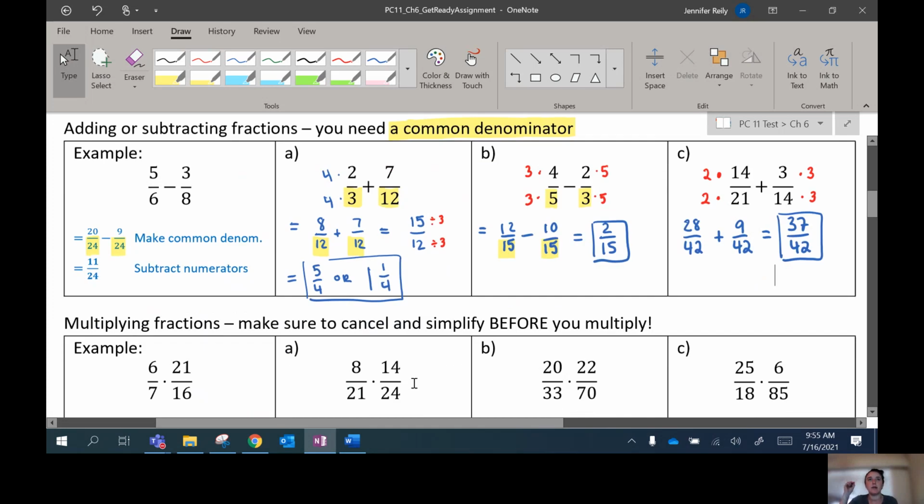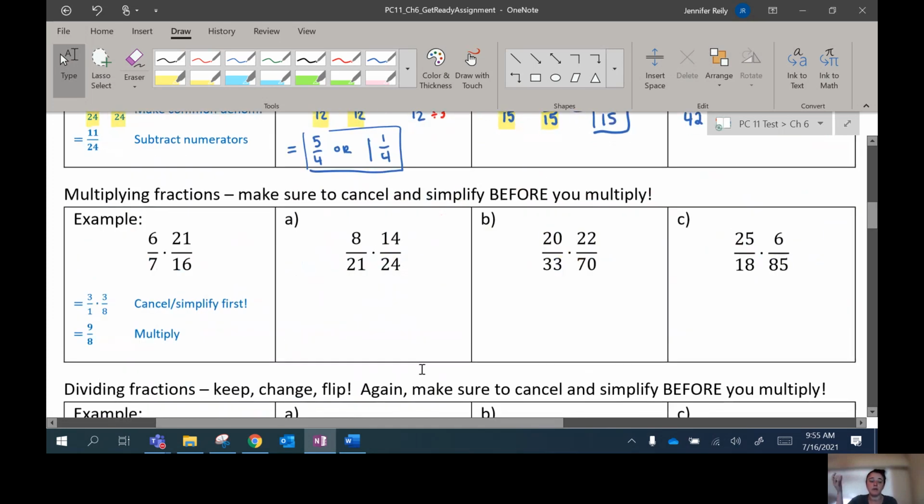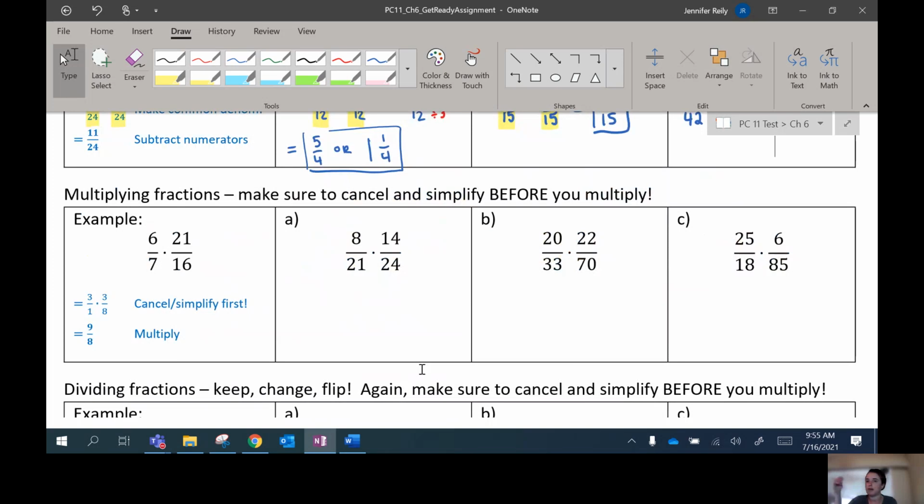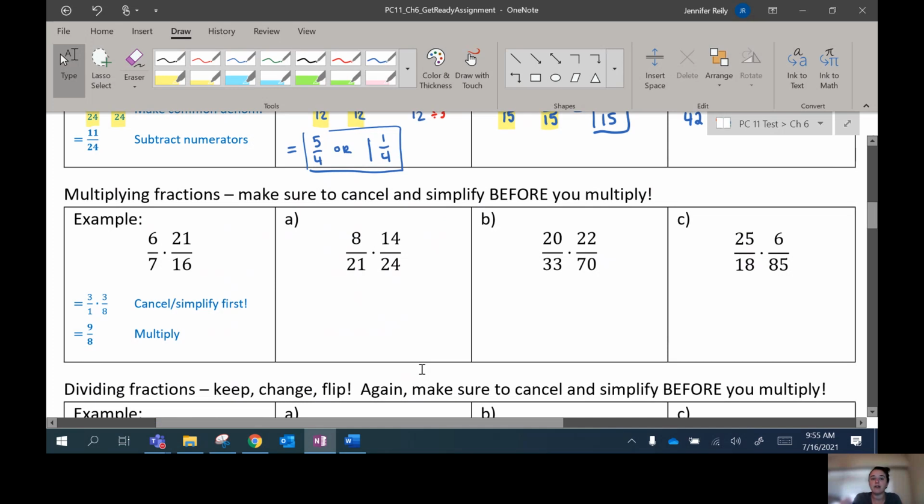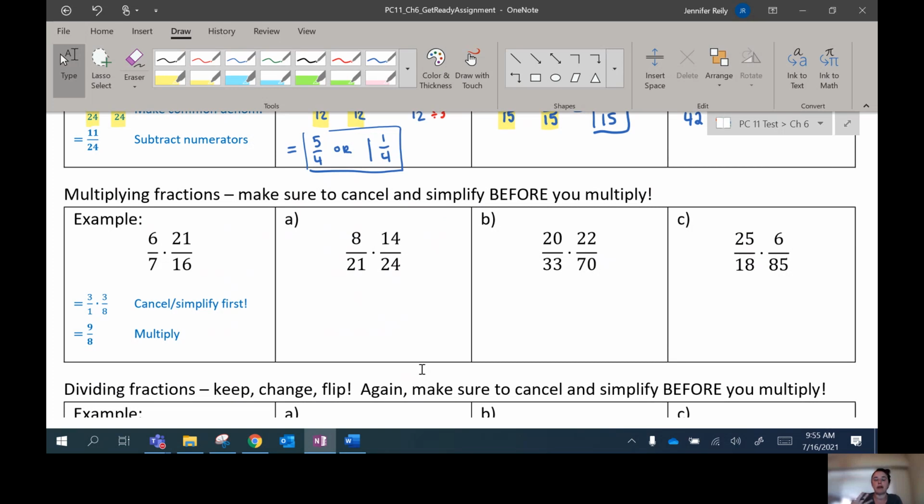Okay, multiplying fractions. Now, what we need to recall here is that the rule for multiplying fractions is very simple. You can simply just multiply the numerators and multiply the denominators. You don't need to have a common denominator. But to do it efficiently, you need to remember that we want to cancel any common factors in the numerator and denominator first before you multiply. That reduces the amount of simplifying you need to do at the end, especially if the numbers are really big, like we'll see in these examples.